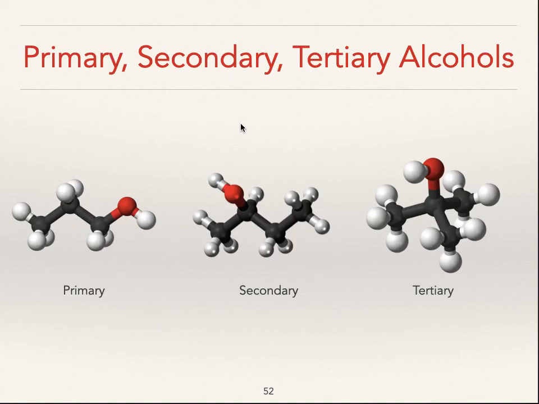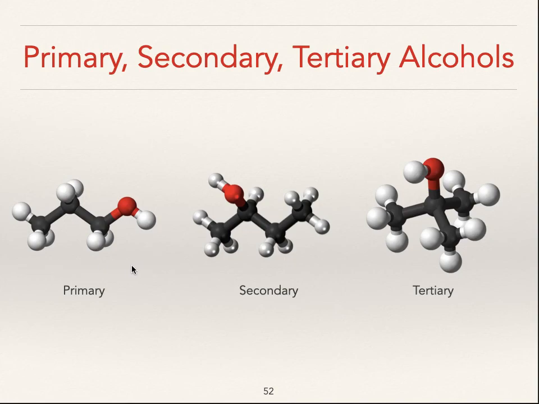The next thing you've got to do is figure out if these are primary, secondary, or tertiary alcohols. The reason for doing that is that whether or not these alcohols are primary, secondary, or tertiary will determine some of their properties. And you can kind of see that by looking at these pictures.